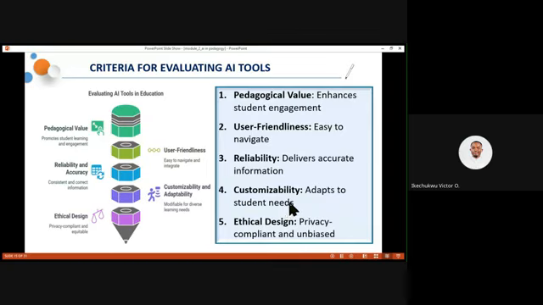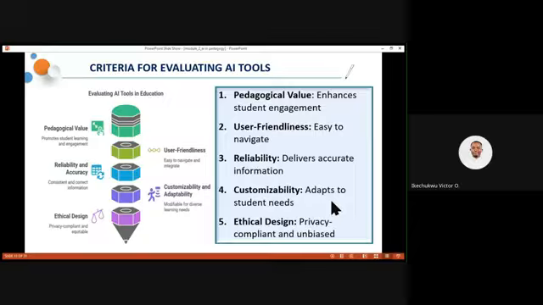Then customizability. Let that AI tool be customizable. Let it be adaptable to student needs, even teacher needs itself. Ensure that the AI tool you're using is something that adapts to whatever you have for your children or for yourself.